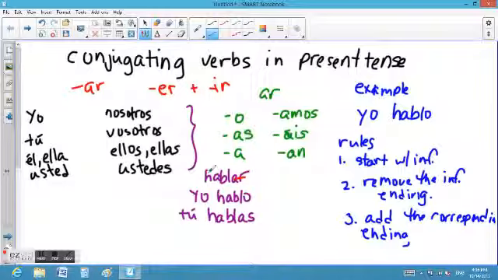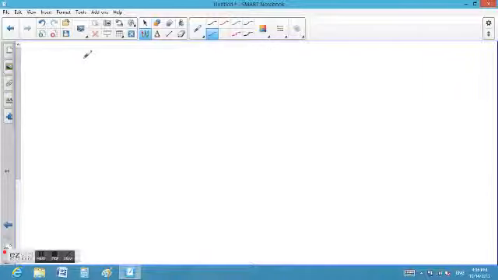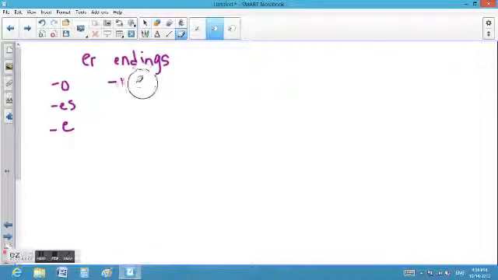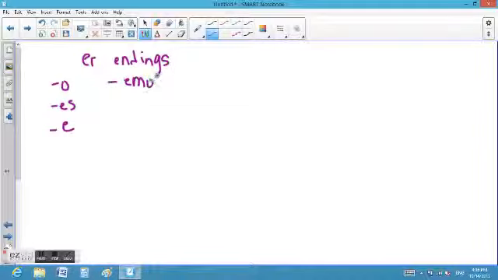Alright, so now you have an idea about what it is like to do this with AR verbs. Let's look at what the ER endings are. So our ER endings are O, es, e, emos, éis, en. All right, so a good verb to use for this would be correr.